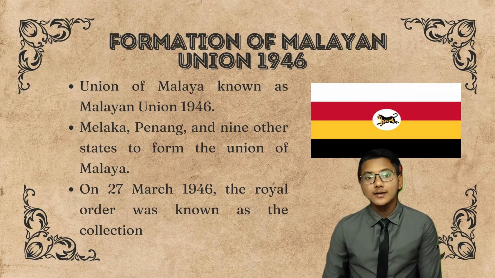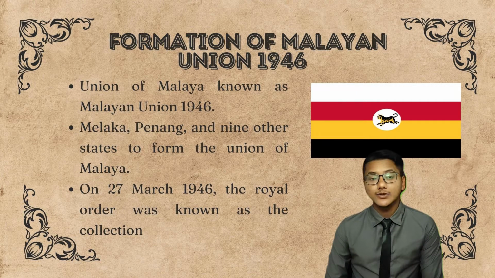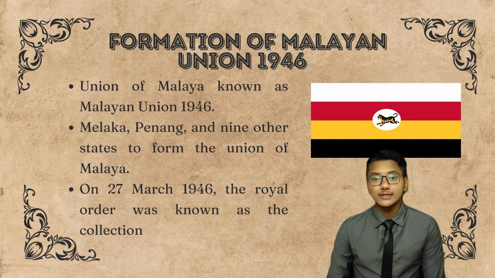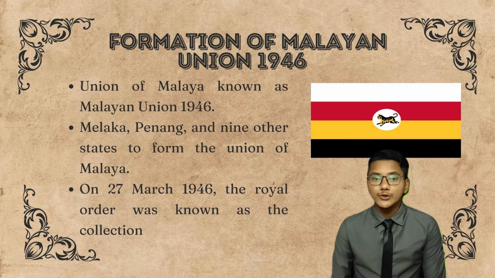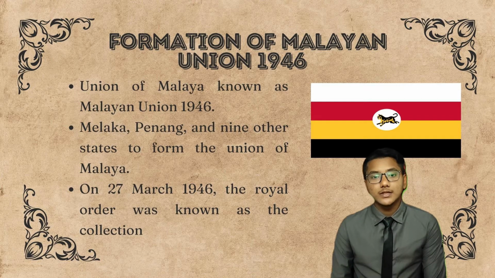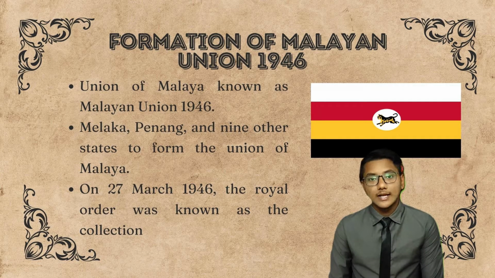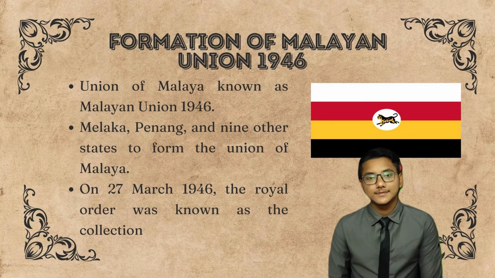Union of Malaya, known as Malayan Union 1946. This union consists of several combinations of states of Malaya, namely Malacca, Penang, and 9 other states to form the Union of Malaya. On 27 March 1946, the royal order was known as the Collection, which became the Constitution of Malayan Union and came into force on 1st April 1946.